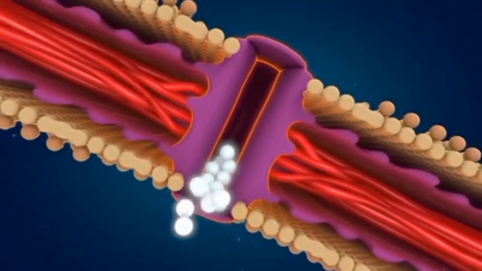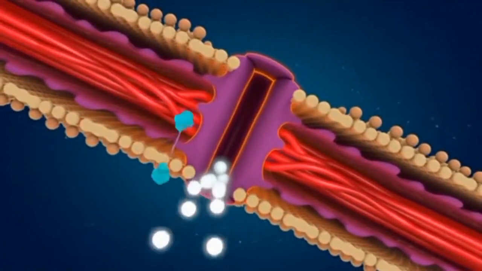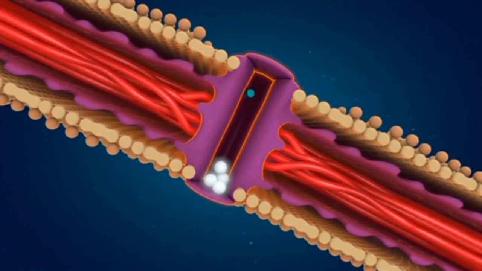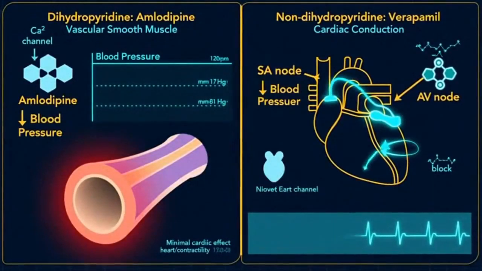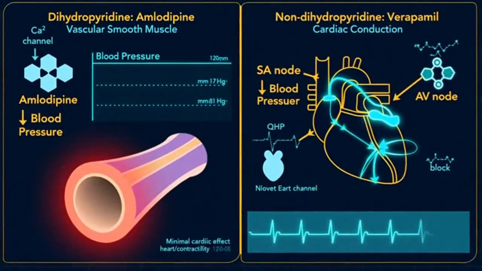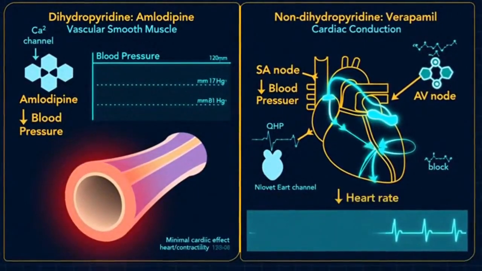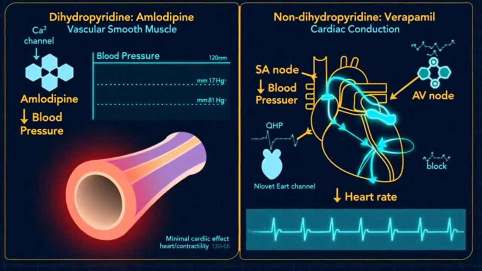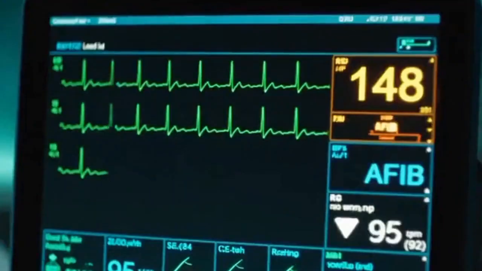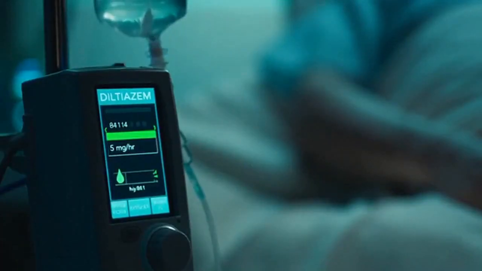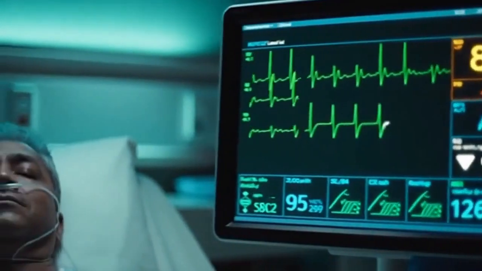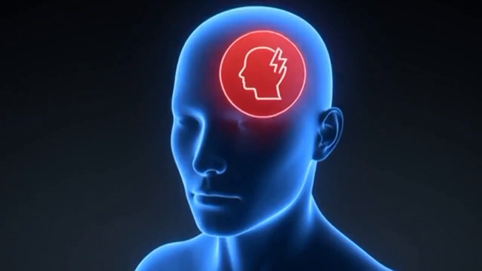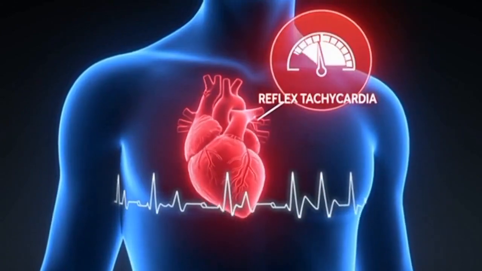Calcium channel blockers are among the most versatile drugs in cardiovascular medicine. They treat hypertension, angina, arrhythmias, Raynaud's phenomenon, and even migraine. But the two major subclasses, dihydropyridines and non-dihydropyridines, have critically different pharmacology, clinical uses, and toxicity profiles. Confusing them can be dangerous. Today we break down everything you need to know.